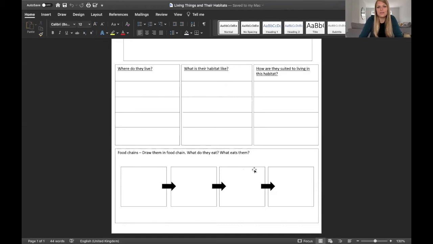And once you've done that, you need to carefully place them in the food chain. Can you remember what this arrow means? Well done. It means is eaten by. So this plant or animal is eaten by this animal, is eaten by, and so on.